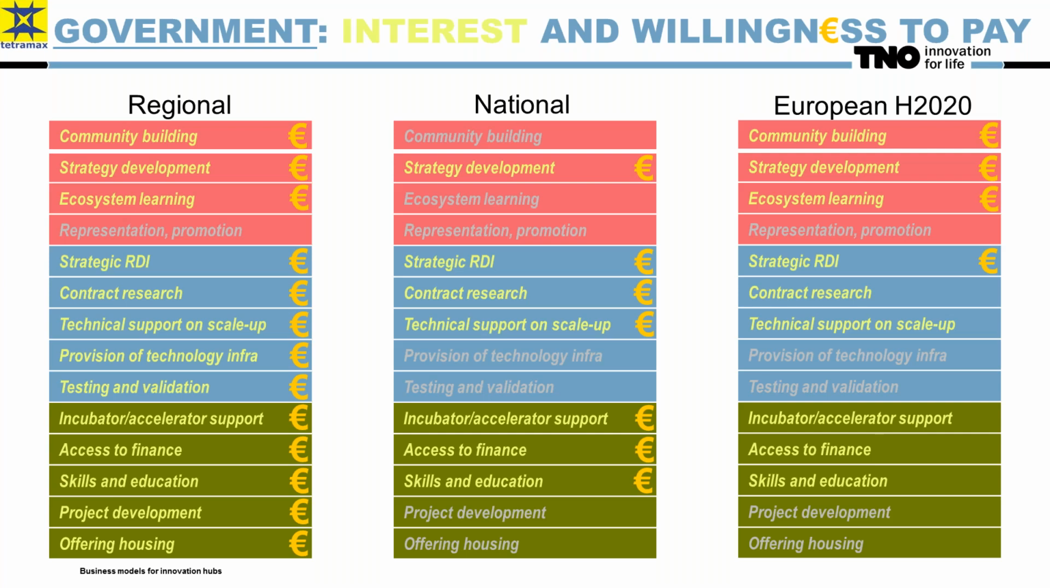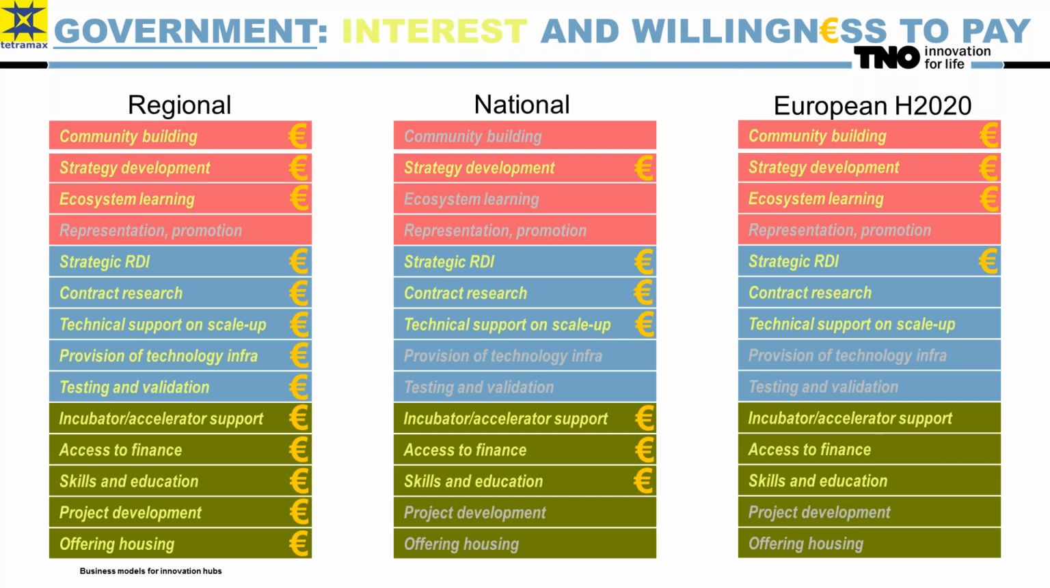And there you can see that regional entities are very interested in a lot of those services, but want to pay not all, they want to co-fund. National governments are not so interested in public project development, in community building, etc. National governments are much more focused on that. And you can also see a differentiation of those interests and willingness to pay on Horizon 2020.